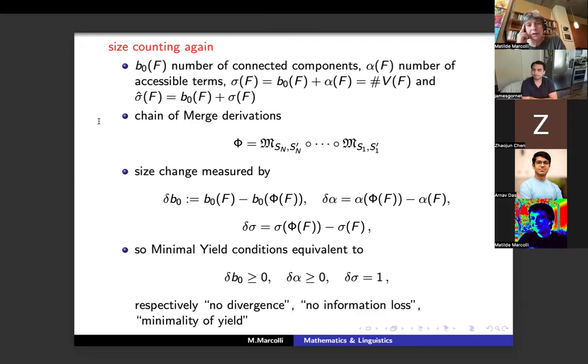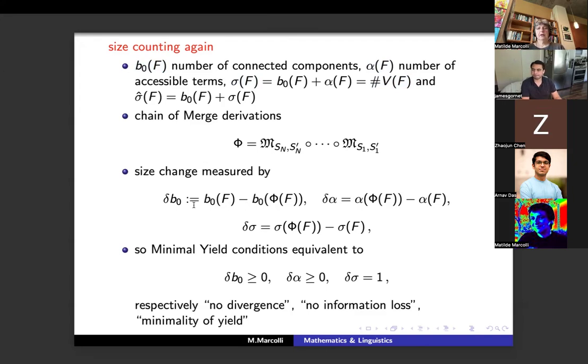Okay, and yeah, sorry, this is actually superfluous. So the three things that I want to consider are the number of connected components, the number of accessible terms, and the combination of connected components, which is just the total number of vertices in the forest of the workspace. So suppose that I have a chain of merge derivations that I'm applying one after the other.